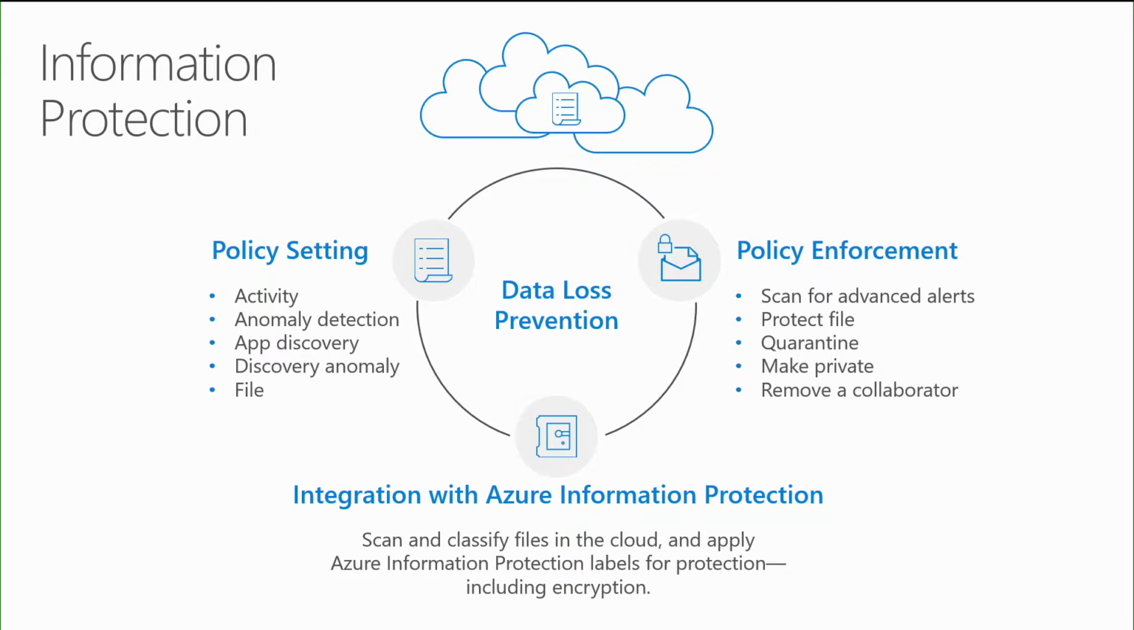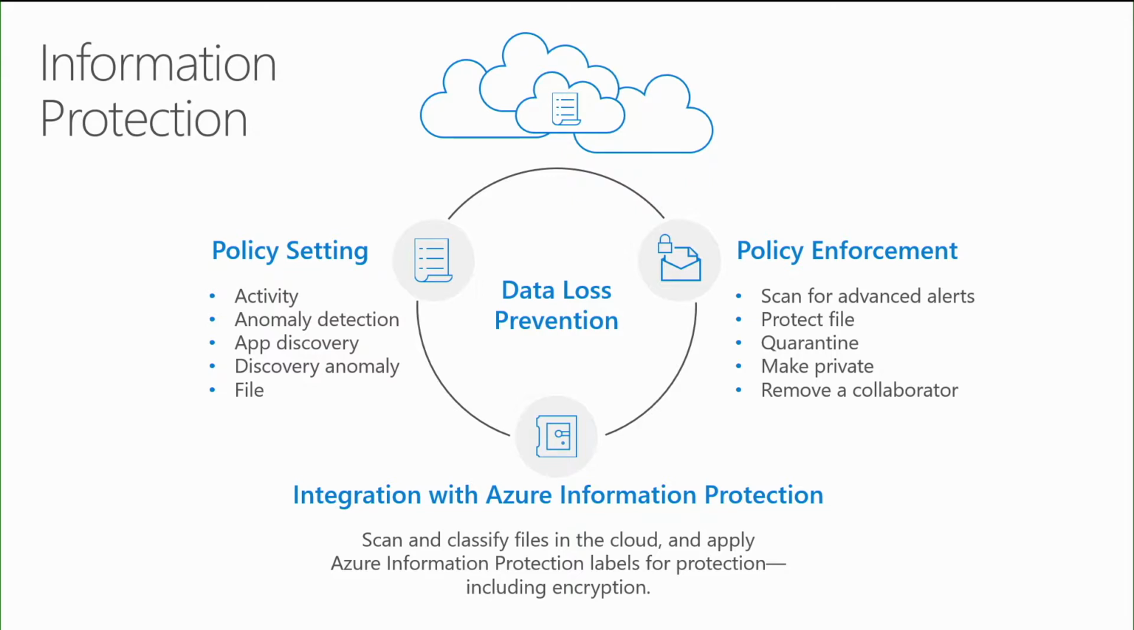Let's say if you see a file that should not be in a cloud application, it should not be shared publicly, you can protect the file. You can put the file into quarantine. You can make a link private if a user made it public by mistake. You can remove a collaborator for a file. And this is all, again, integrated with Azure Information Protection.